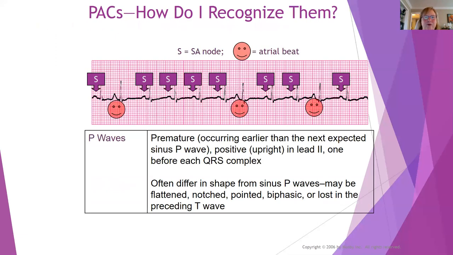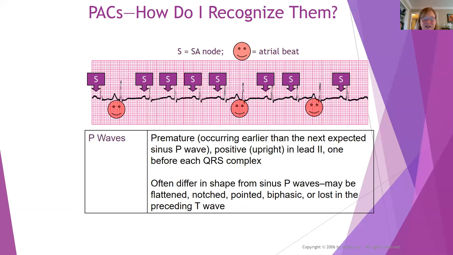So let's look at that a little bit more. Here's this picture, and I showed this in class. So we see that the little purple boxes on the diagram that have an S on them are beats that are coming from the SA node, that normal underlying rhythm. And then we see here a number of premature atrial beats.